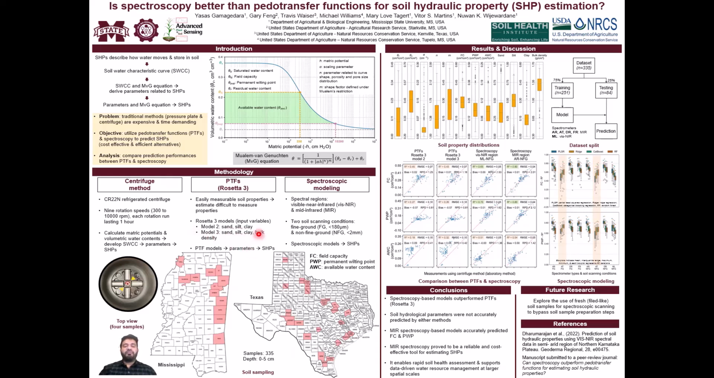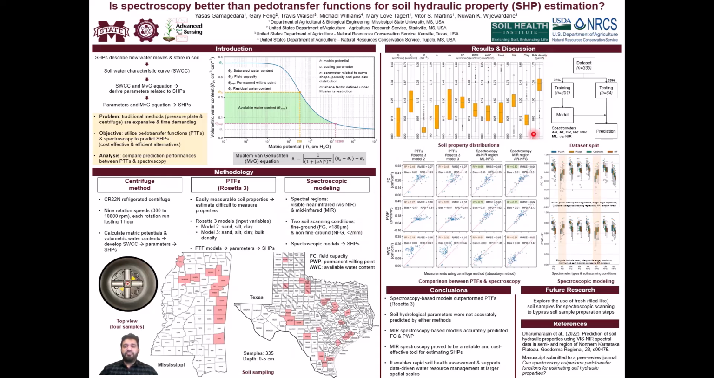In the third step, which is our main research focus, we use spectroscopic modeling. We use 2 different spectral regions and 2 different soil scanning conditions to predict soil hydraulic properties. Let's move to results and discussion.